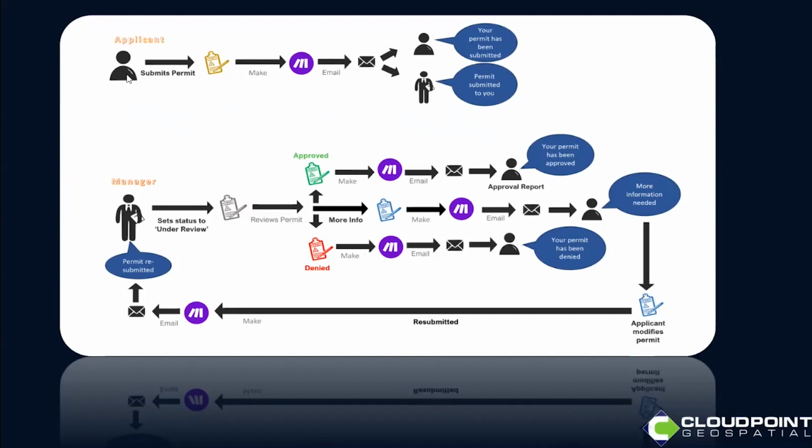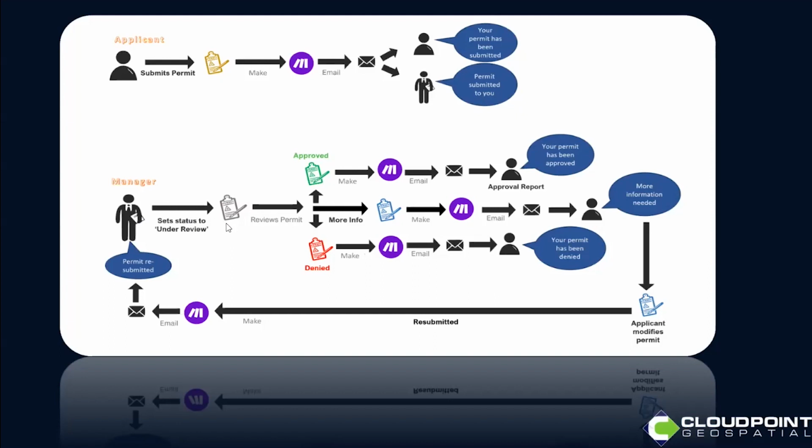So what we have here is the applicant submitting the permit. Then we have the Make automation coming in, listening for that. Hopefully we'll have time to look at it behind the scenes in Make. That will send an email out to both the permit manager and the applicant, letting them know that their permit was submitted, and letting the permit manager know that a permit has been submitted to them. Then we come down here and put the permit under review, unless, of course, you're going to look at it right then.